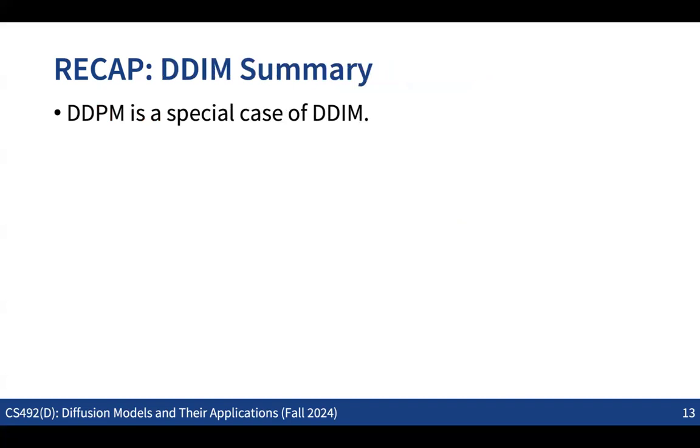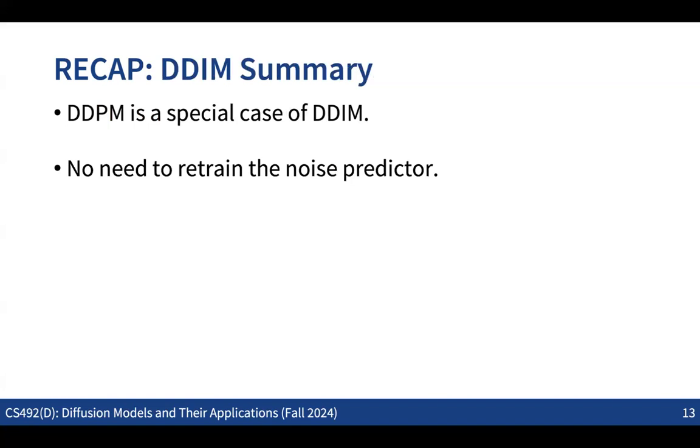So this is the summary for the DDIM. We can see that DDIM is a generalization of DDPM, which also means that DDPM is a special case of DDIM. And the really good thing about DDIM is that you don't need to train a separate noise predictor. Once you have the pre-trained noise predictor for DDPM, you can just directly use that for the DDIM reverse process. This is really the important point about DDIM.